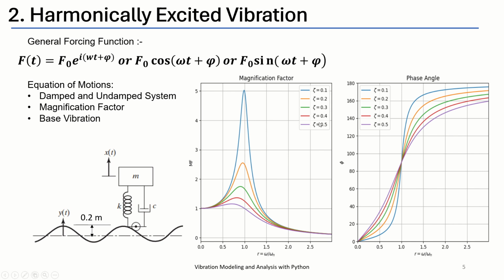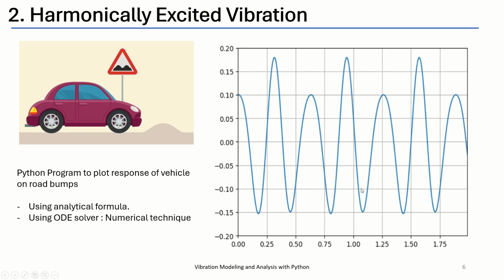Then this is the magnification factor, where we'll plot the magnification factor for different values of damping factor and then the phase angle for different damping factors. Then we'll see one program for a vehicle moving on a rough surface, harmonically excited vibration, and we will plot the displacement of the vehicle using this concept.